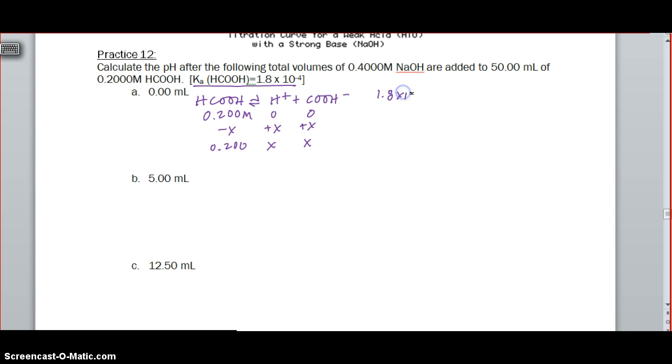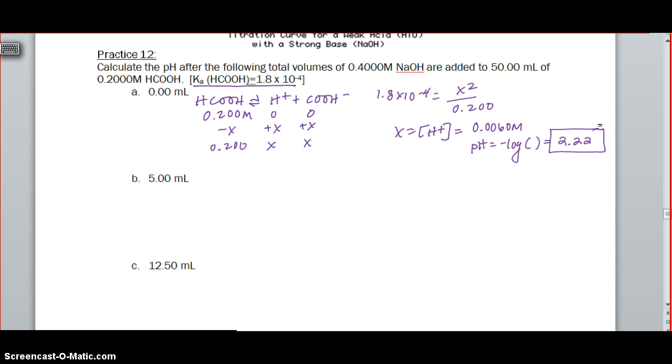And so we say 1.8 times 10 to the negative 4th is x squared over 0.2. X is the H plus, and that comes out to 0.0060 molar. So pH is just negative log of that. And we get a starting pH of 2.22, which please stop and ask yourself, does that make sense? It's a weak acid, pH should be less than 7. So if we'd gotten something like 10, then we would know, oops, we must have a pOH instead. So our starting pH is 2.22, which is reasonable.